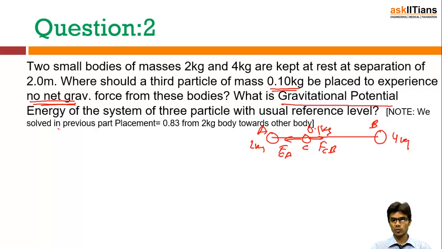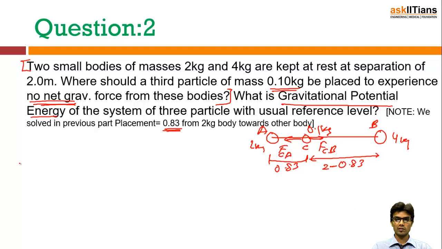We have to find the gravitational potential energy. We have already solved the earlier part of this question in previous slides and found x is equal to 0.83. This distance is 0.83, and from the other side it will be 2 minus 0.83. Now we have to find the gravitational potential energy of the system.